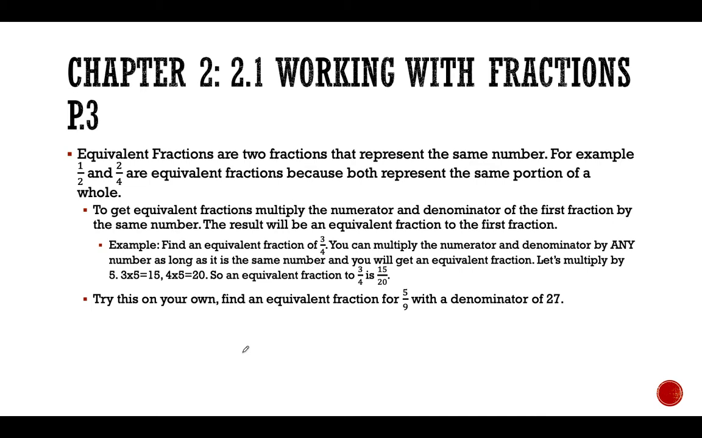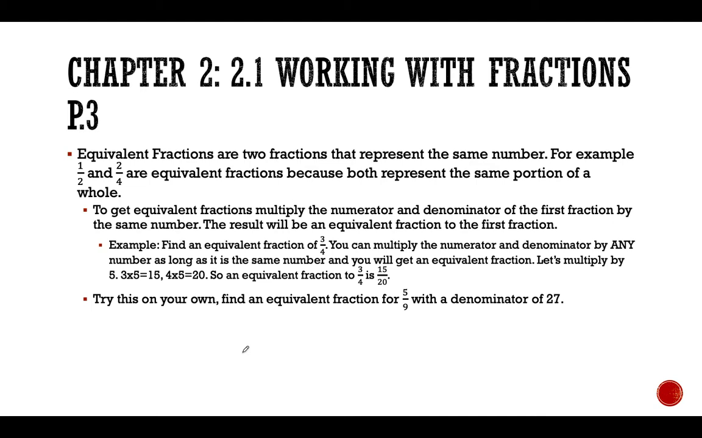To get equivalent fractions, multiply the numerator and the denominator of the first fraction by the same number. The result will be an equivalent fraction to that first fraction. So let's find an equivalent fraction of 3/4. You can multiply the numerator and the denominator by any number you want as long as it's the same number, and you'll get an equivalent fraction. So let's multiply by 5.